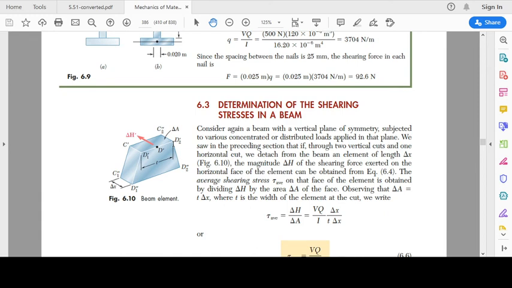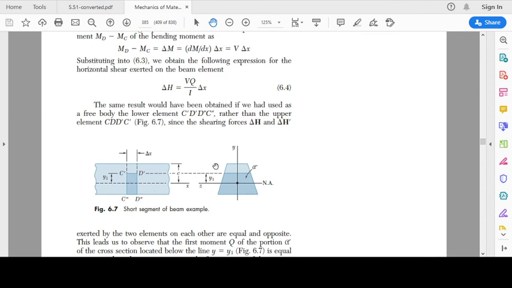So the average shear stress is going to be equal to delta H divided by delta A. And this delta X is the length of the beam segment that we were considering. So this side is delta X, and this is the thickness of the beam at this location. Just look at this cross section again. We are talking of this location, this fiber, which is at a distance y1 from the neutral axis. So this is the thickness of the beam at this location.